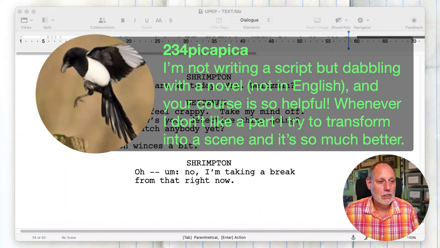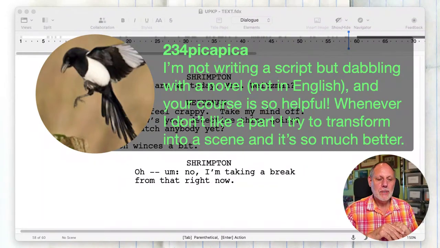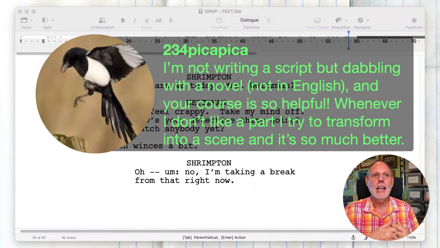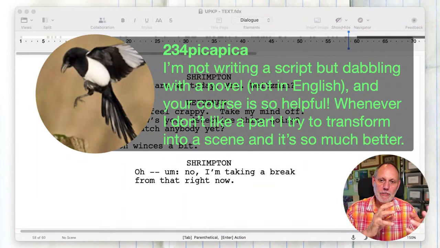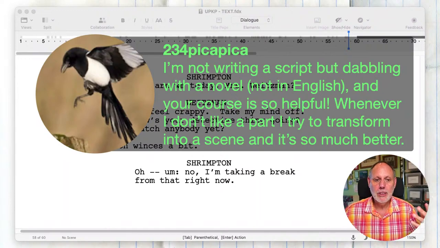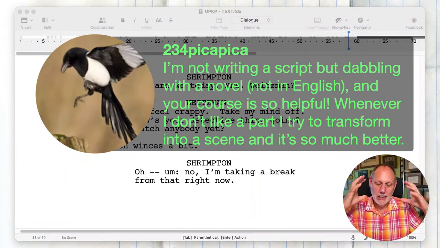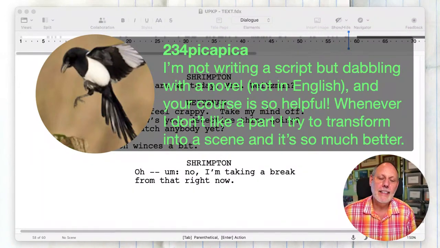Script, but dabbling with a novel, good, not in English, also good. You should write in your own language because, and this is something that took me a long time to recognize, novels and scripts overlap in so many ways. Obviously, some of the actual presentation, the form, is different, but the basic storytelling conception overlaps a lot, and I'm really glad that thinking that way helps you.